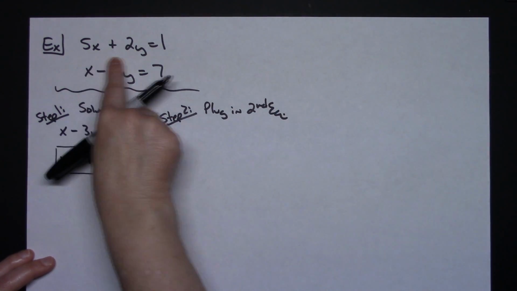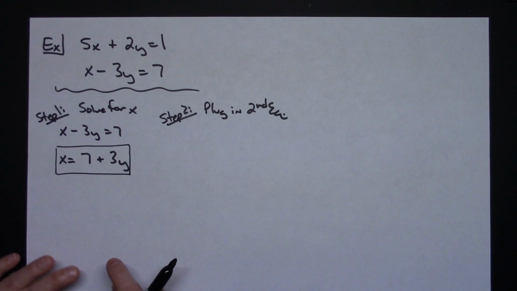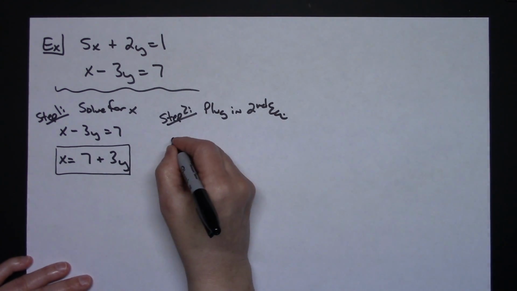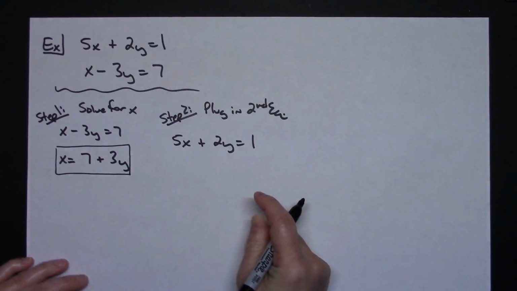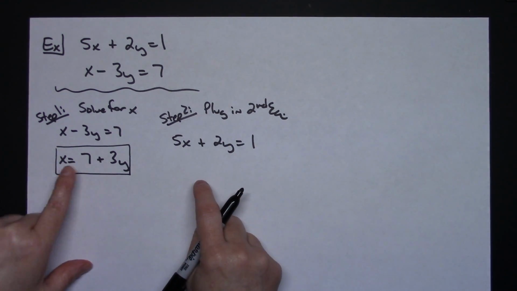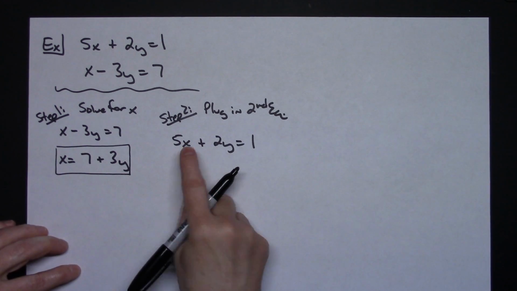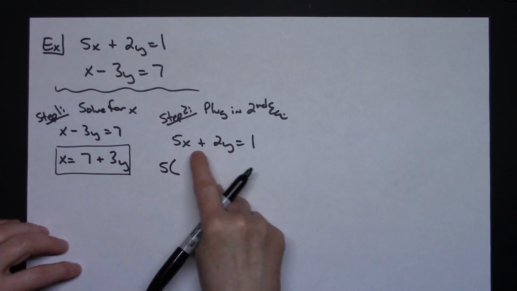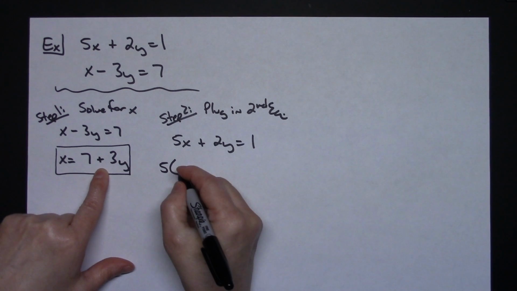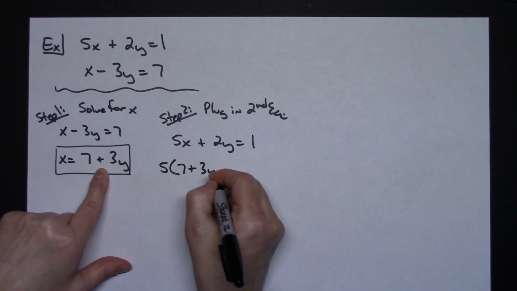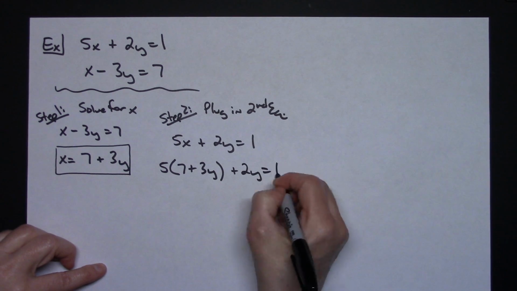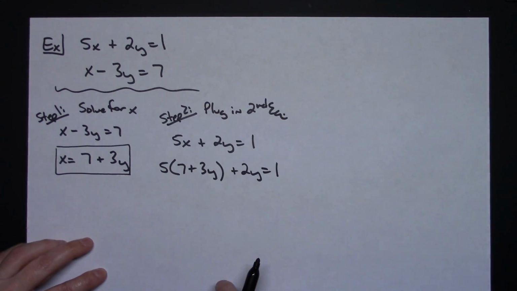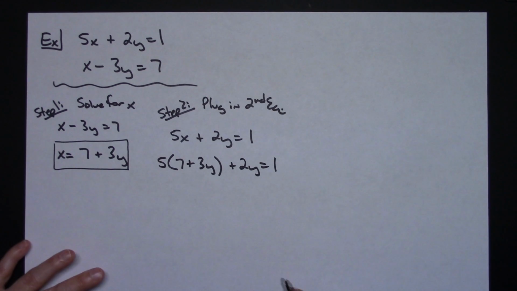Okay, so my second equation is 5x plus 2y equals 1. So I'm going to write that down first: 5x plus 2y equals 1. Alright, now I'm going to substitute this for my x, which is right here. So I'm going to do 5, substitute my x, which will be 7 plus 3y, and finish out the equation, plus 2y equals 1. Now I have an equation all in terms of y, and I can solve that equation.